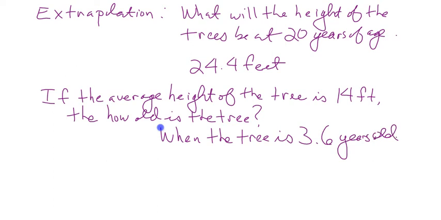Okay, then our model predicts. Remember, the model is simply predicting, right? Based upon data that we collected and a prediction, the model is predicting that the tree would be 3.6 years old. Okay? So, that's a logarithmic regression example. There's one in the book as well.